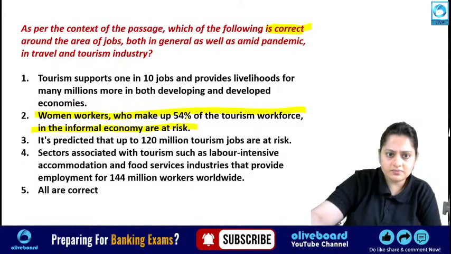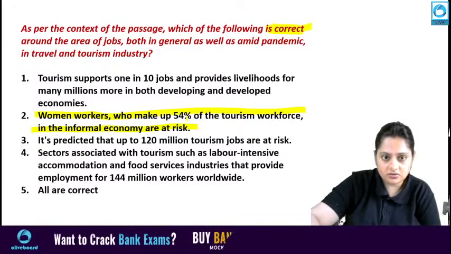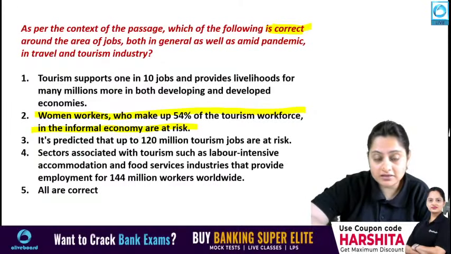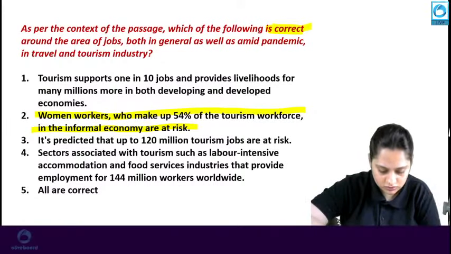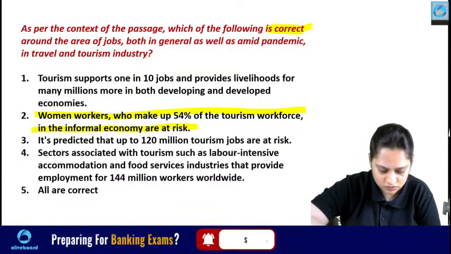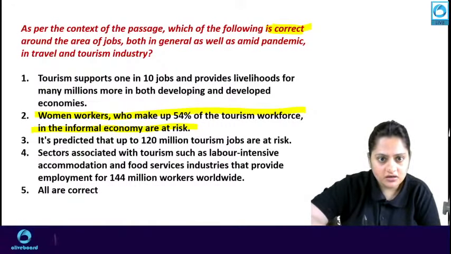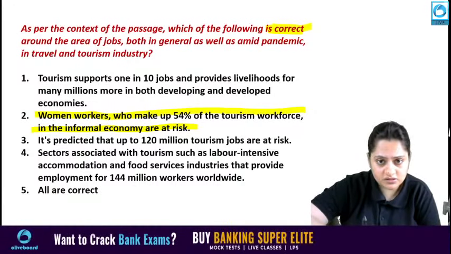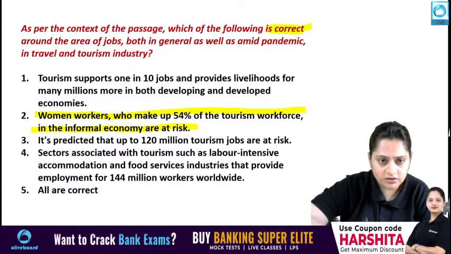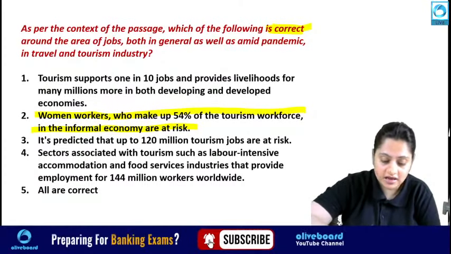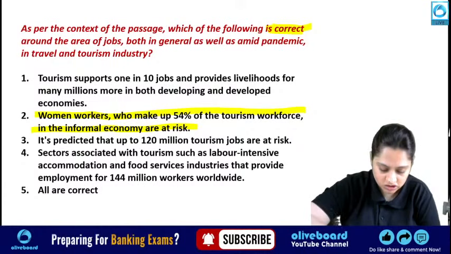The rest are not given, the rest are not mentioned at all. No other data is given. No, the third is also not given. This is not given, guys. Third one, you have to mark the correct one, right? So 100 million tourism jobs was given, I think. No, sorry, this is correct. Women workers who make up 54% of the tourism workforce in the informal economy are at risk. This is definitely mentioned. Yeah, there is no other data given. You will have to check these. Direct questions means you go back to the passage and check.